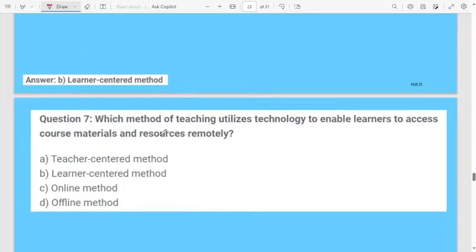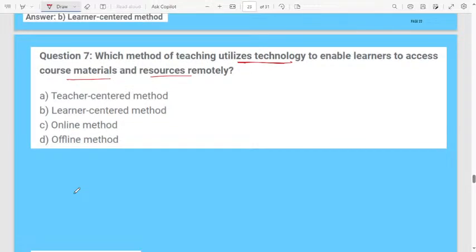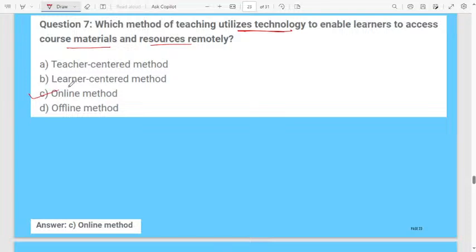Which method of teaching utilizes technology? Here, which method will we use the technology to enable learners to access course materials and resources remotely? A, teacher-centered method, B, learner-centered, C, online, D, offline. The correct answer for this question is online. Only online we will learn how to use the technology to enable learners to access course materials and resources remotely.